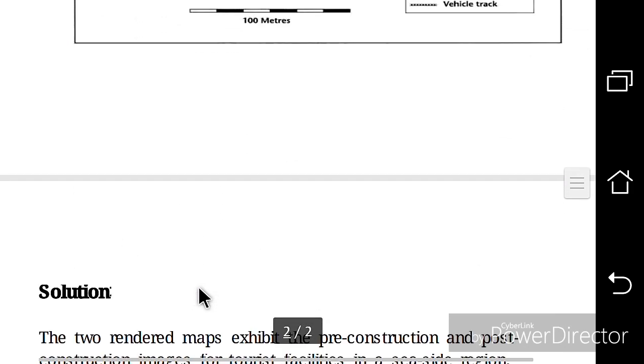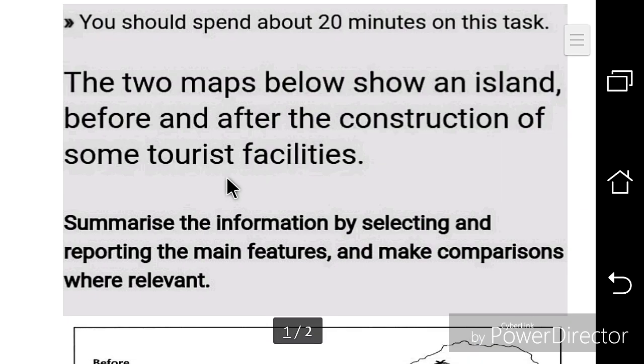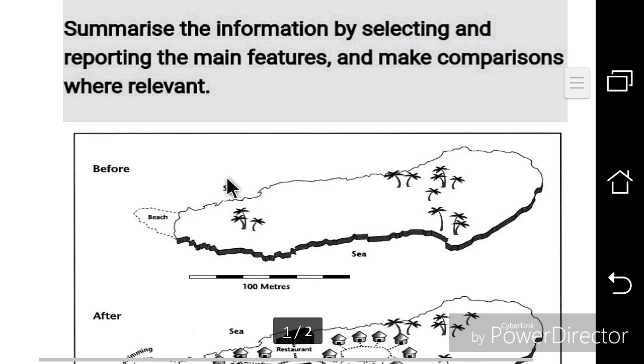So, after paraphrasing, it can look like, the two rendered maps exhibit the pre-construction and post-construction images for tourist facilities in a seaside region. You can see that I haven't changed certain words like tourist facilities, maps, but I have changed certain words like I have changed seaside region for island, because you can see the island is located near the sea, so you can use seaside region or beach, anything.